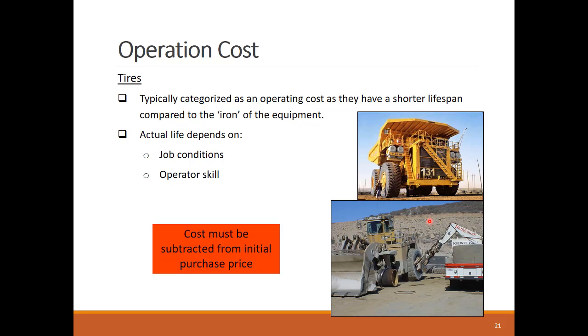Caterpillar, a famous equipment manufacturing firm, estimates the tire service life of one of its loaders to range between 3,000 and 6,000 hours of operation. This means that the tires will be replaced after around 1.5 to 3 years of normal single shift operations. Remember that the tire cost is deducted from the equipment purchase price when calculating the ownership cost, as the tire expense is allocated to the operation cost.